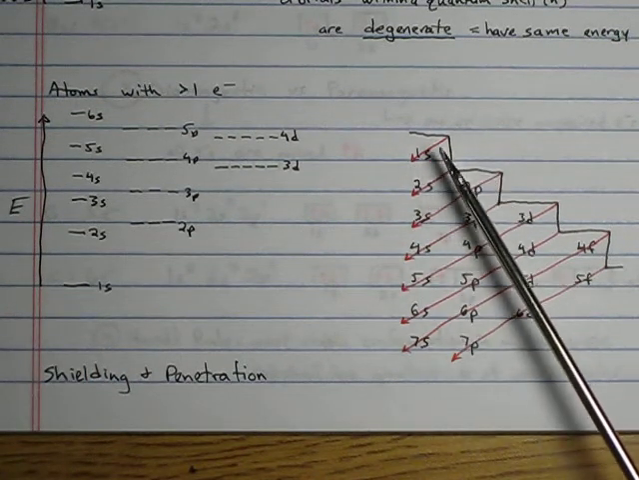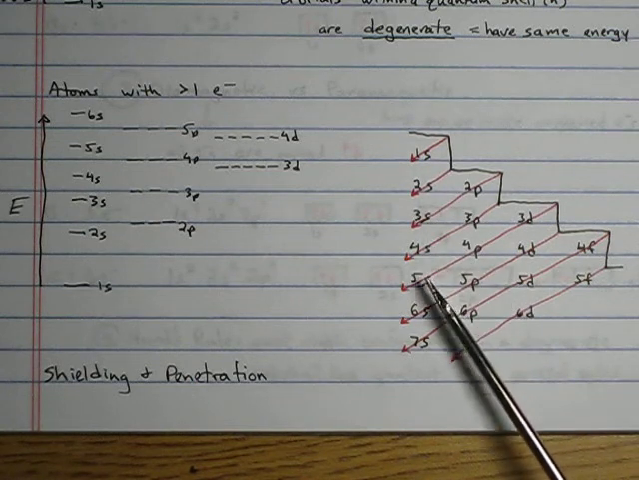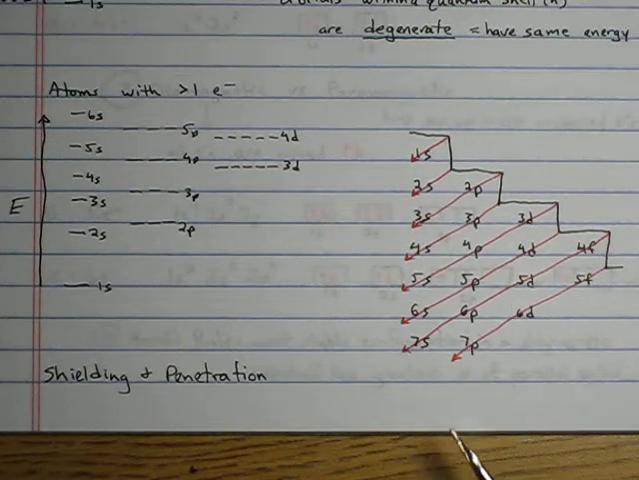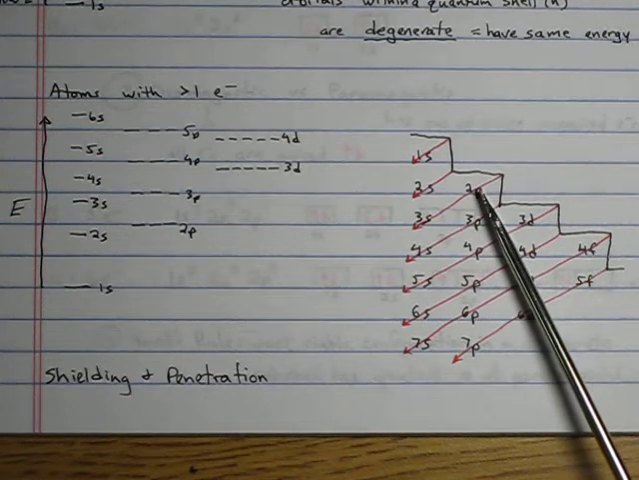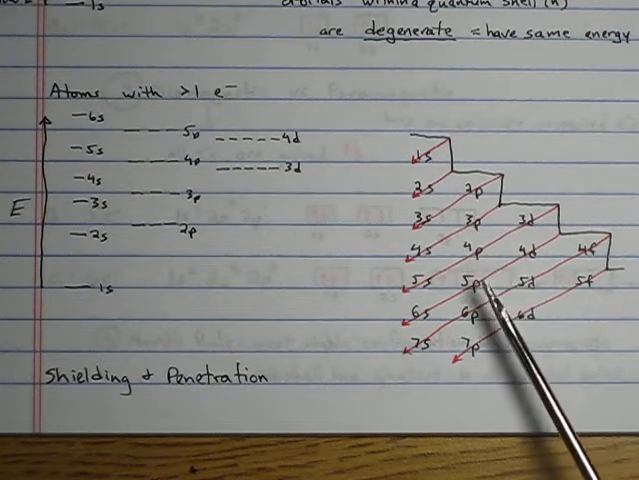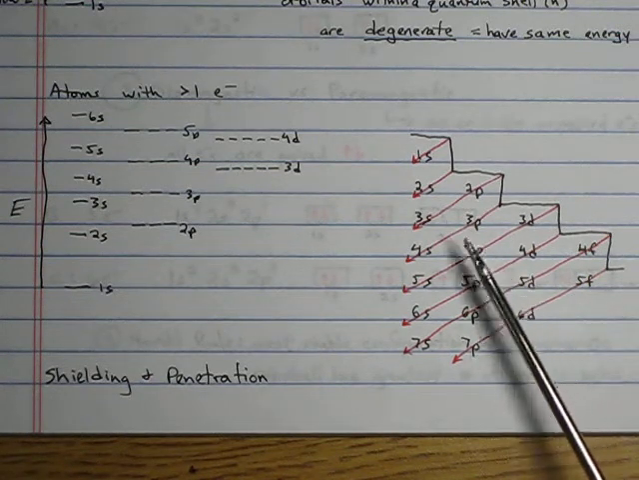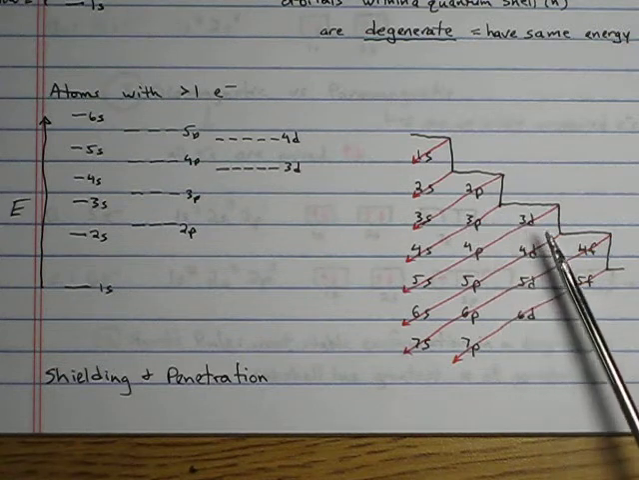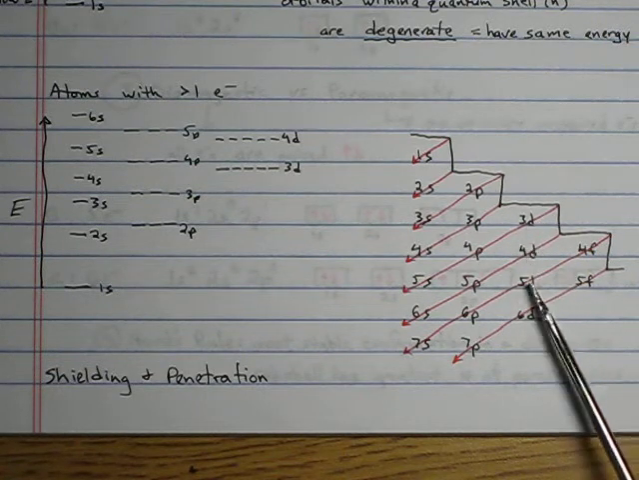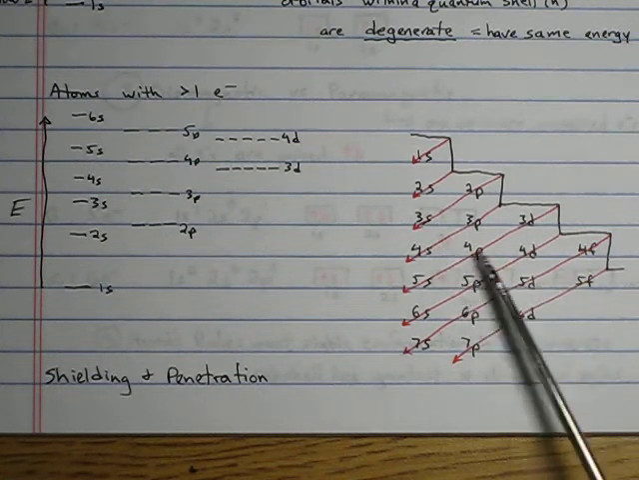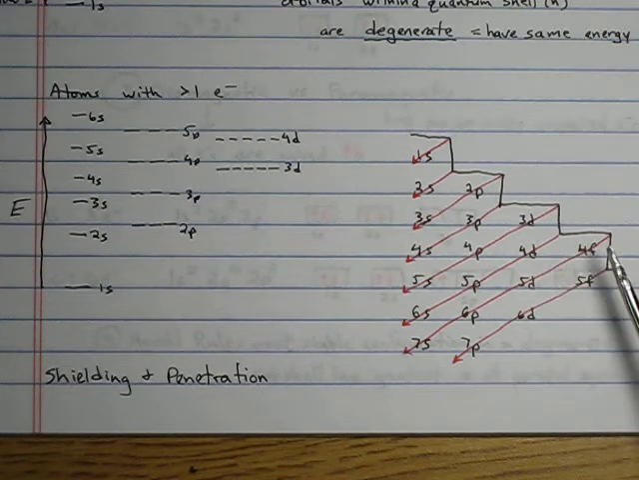Just make a column and write down 1s, 2s, 3s, 4s, 5s, 6s, 7s. Next to 2s, put 2p, and then go down 3p, 4p, 5p, 6p, 7p. Next to the 3p's, put 3d, 4d, 5d, 6d. Then after 4d, put 4f and 5f.